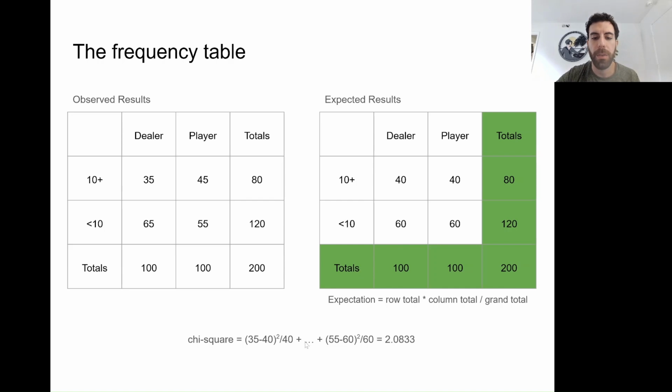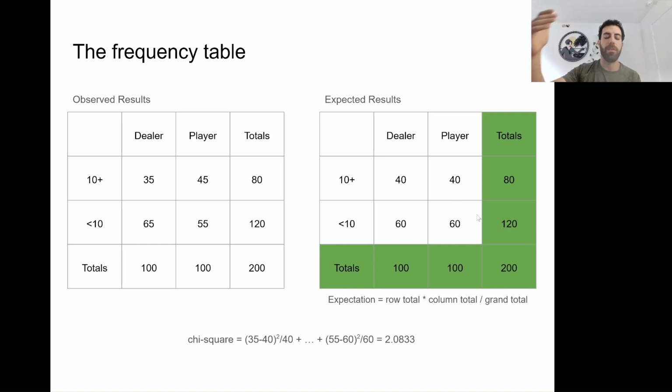I just used an ellipsis here instead of doing all of them, but you see the last one is 55 minus 60 squared divided by my expectation, which is 60. And you can see that the numerator is in fact always going to be 25, right? Because the difference here is 5, the difference here is 5, the difference here is 5, the difference for this cell is 5.